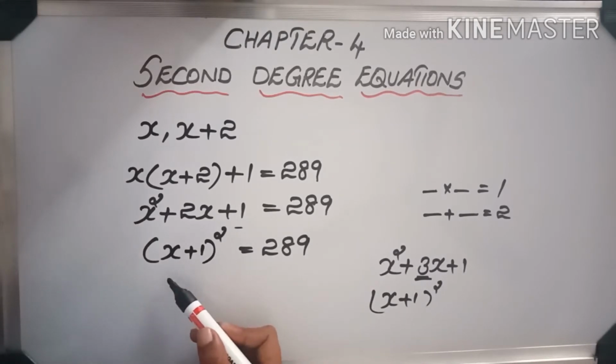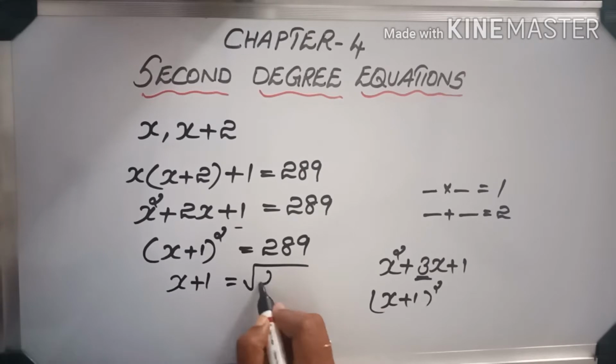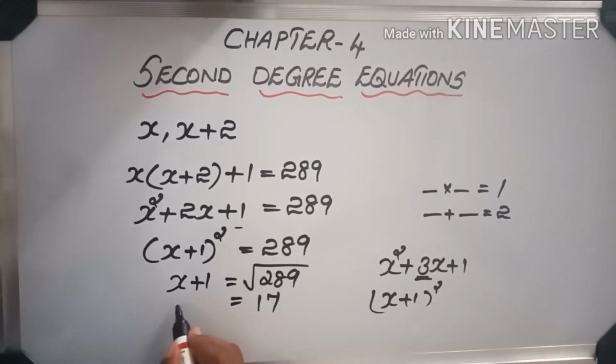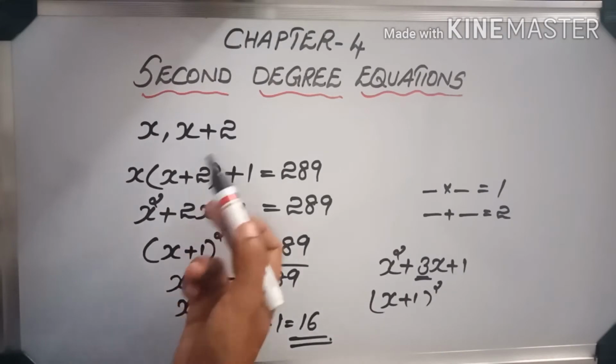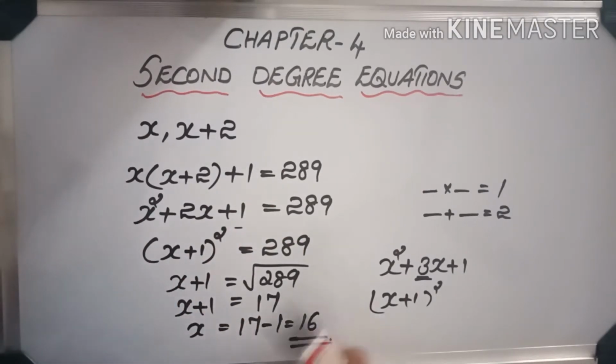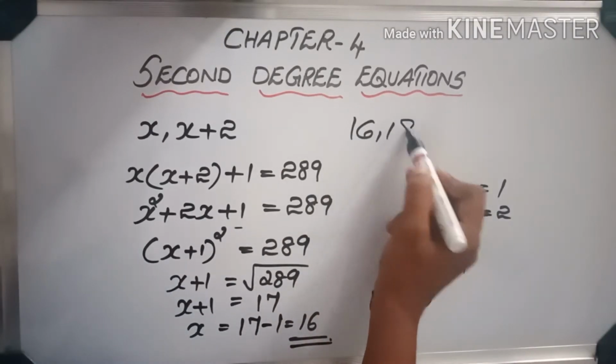Now here we got the answer as x plus 1 whole square equals 289. Now it is very clear how to do. That is x plus 1 equals root of 289. Root of 289 is 17. Okay, so x plus 1 equals 17, so x is equal to 17 minus 1, that is 16. So 16 is the first number. Then what will be the next number? 16 plus 2, that is 18. So the numbers are 16 and 18.